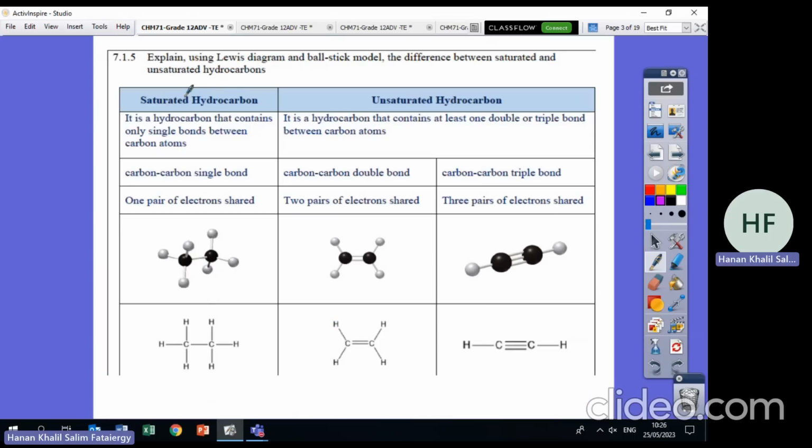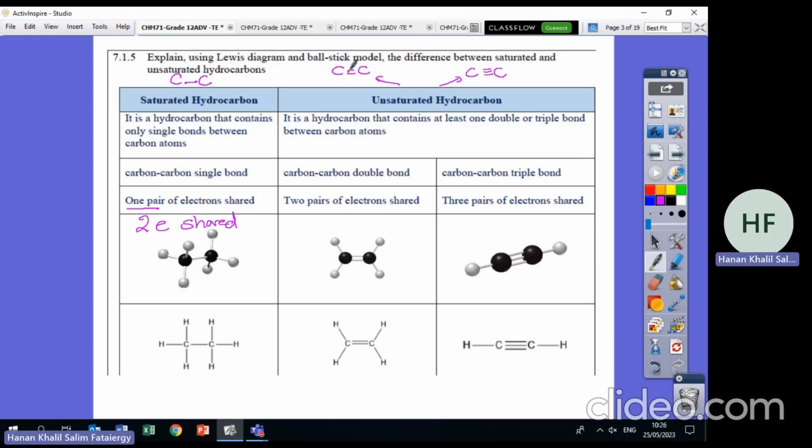Now, what's the difference between saturated and unsaturated? As we said previously, saturated hydrocarbons have C single bond C, and unsaturated hydrocarbons could have C double bond C or C triple bond C. Okay, now here in this bond, how many electrons are shared? 2 electrons. So either you can say 2 electrons shared or 1 pair.